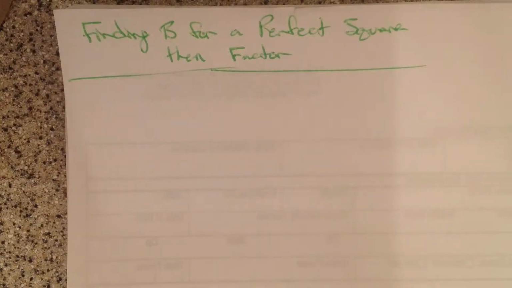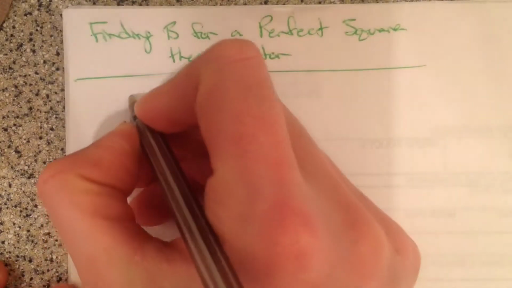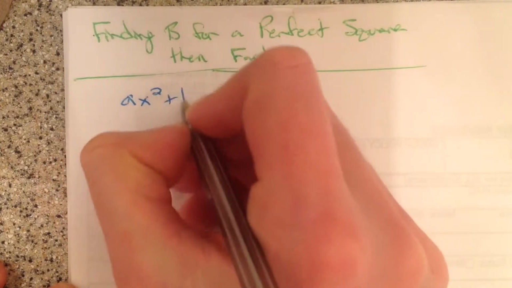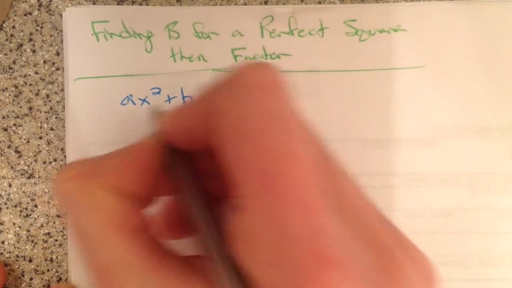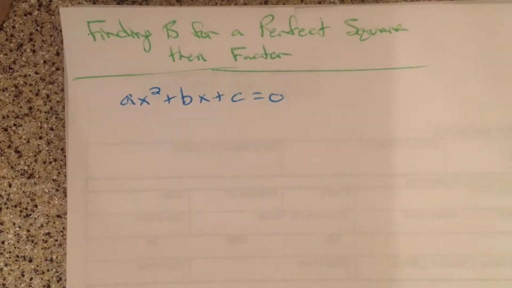So just like one of the other videos allows us to find C to have a perfect square to complete the square, there's actually a way we can use that same process to find B to create the same situation. So remembering first off that the general form of a quadratic takes on a shape like this. So we have our A term, our B term, and our C term.